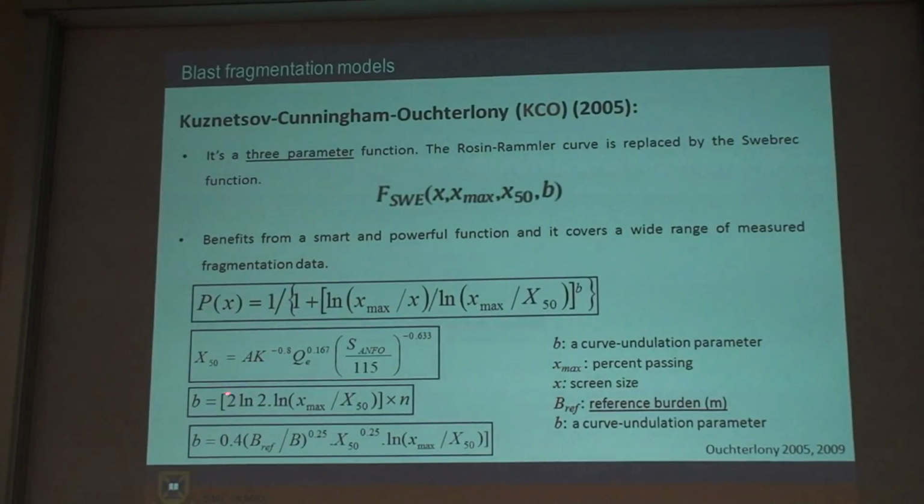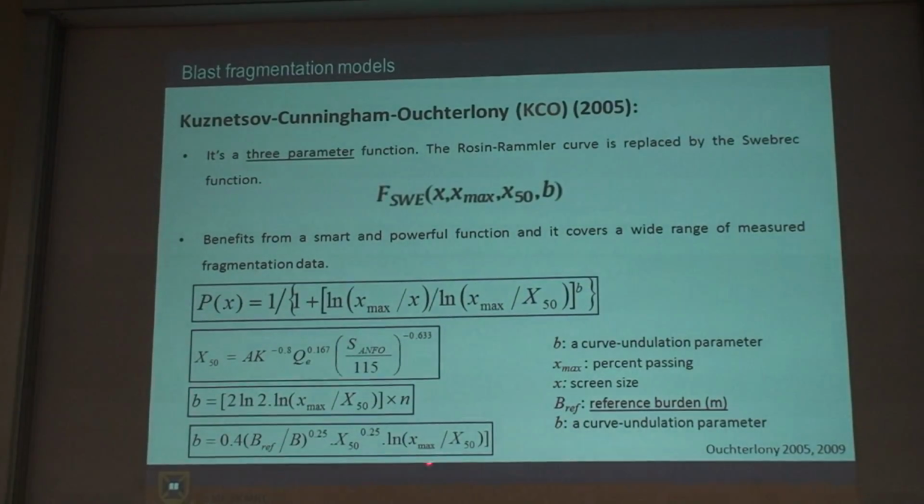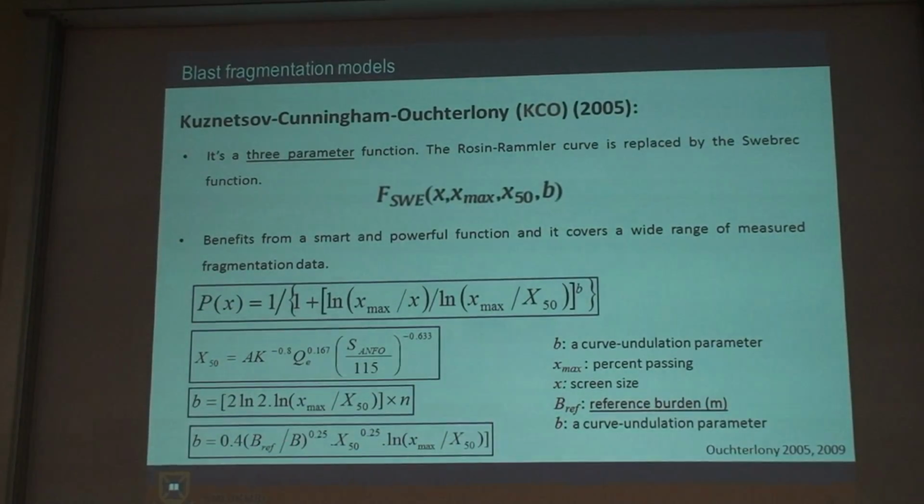And he presented two equations to calculate the b-value. The former equation shows, however, the first one presented, as you can see, applies n value and was so dependent on the value of n. The second one showed how improved prediction of fragmentation is this equation. And in the new equation, he presented the reference B as 4 meter.